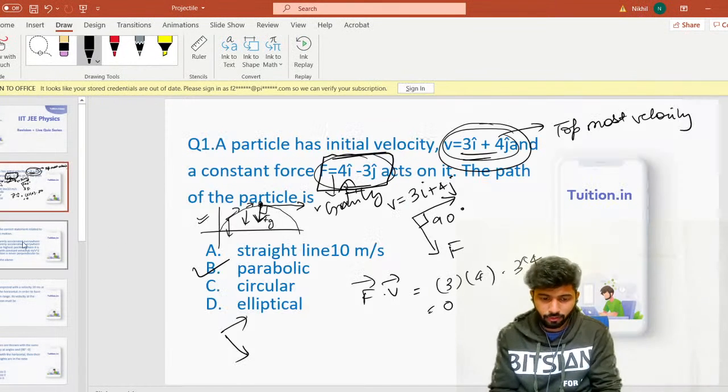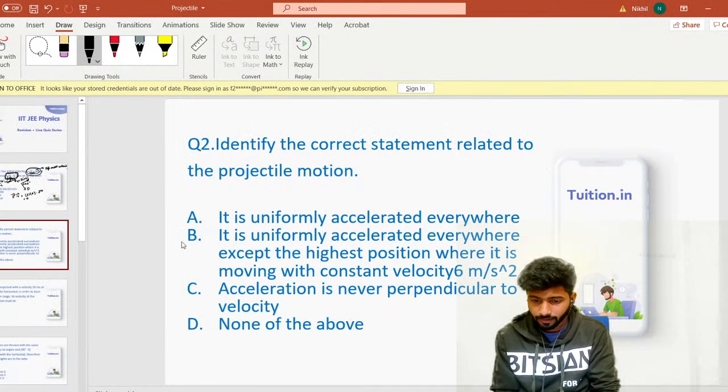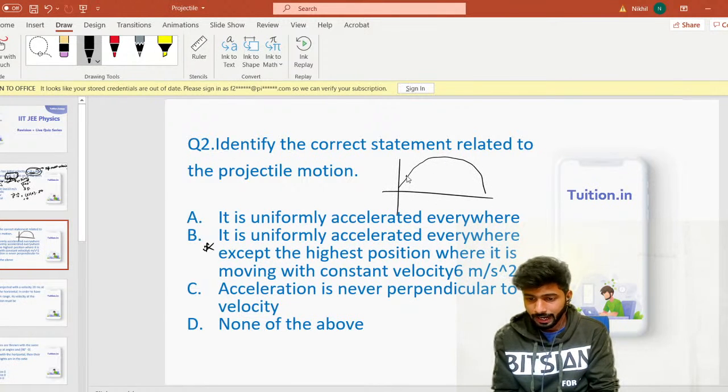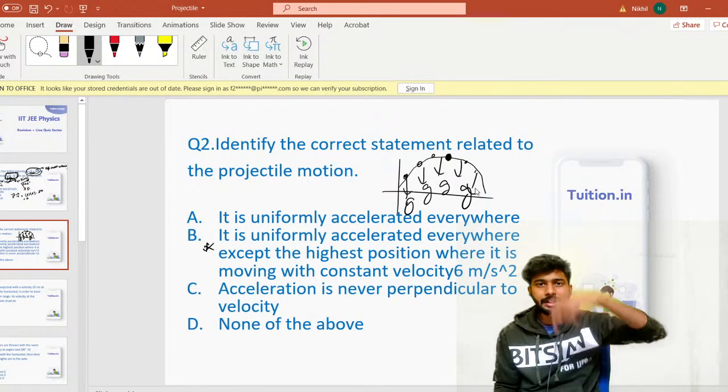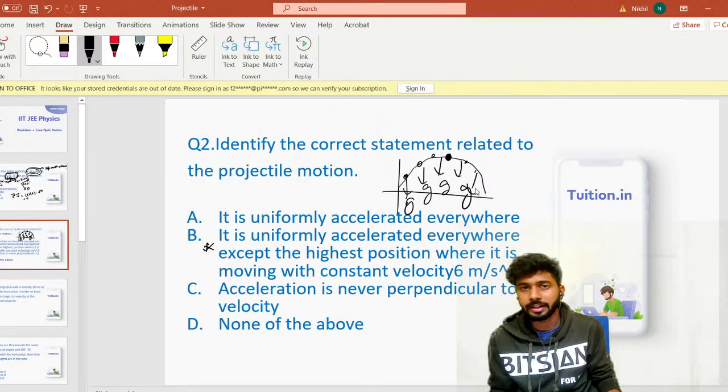For those of you who have gone for option B, this is wrong. In projectile motion, at every instant the force is down only, right? And at every point, including the topmost point, the acceleration is g only, g downwards. So acceleration is constant in magnitude and direction.